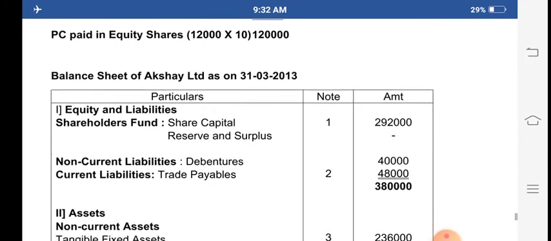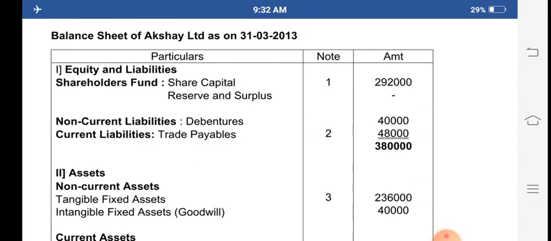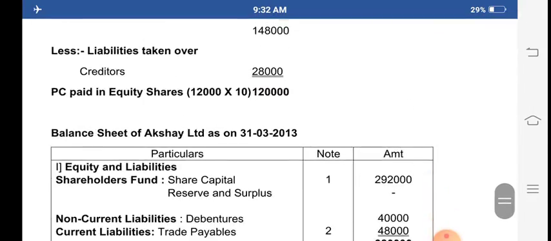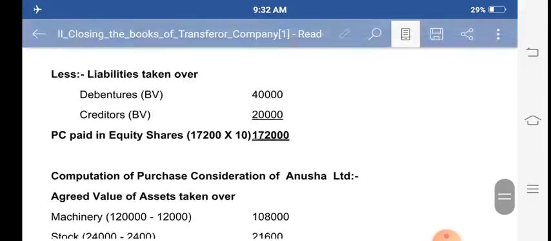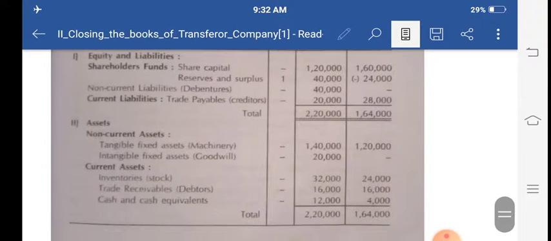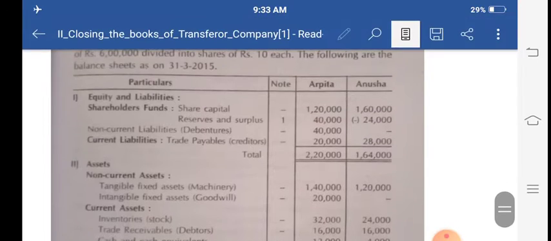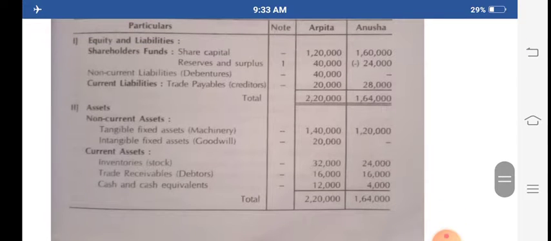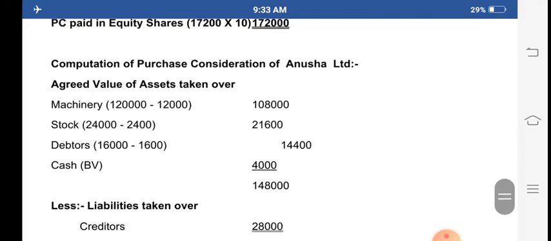Now see this balance sheet of Akshay Limited as on 31st March 2013. While preparing it, the balance sheet is without figures, so we have to put the figures in. Whatever equity and liabilities, shareholders' funds, share capital, reserves and surplus there are, we have to put all these in this new balance sheet.